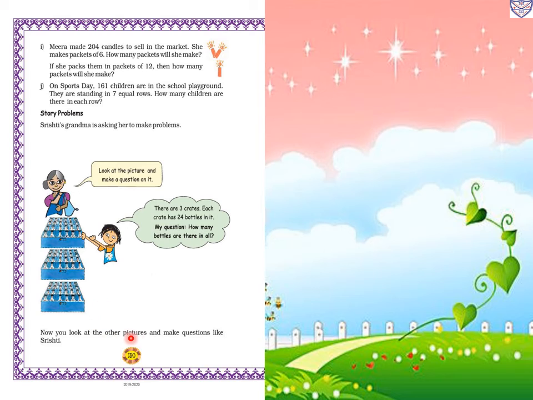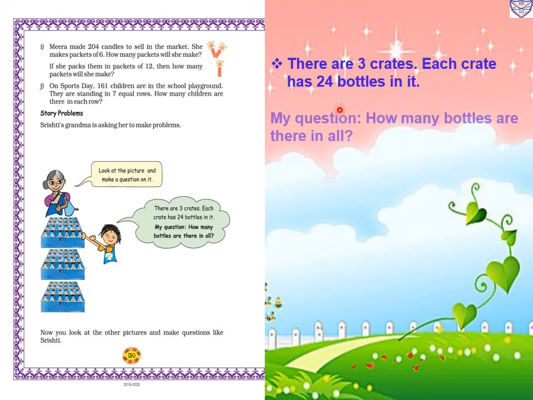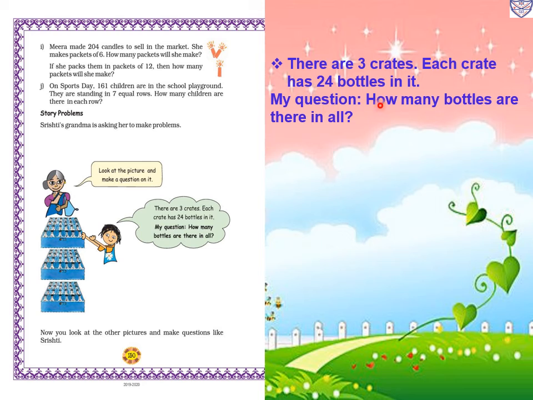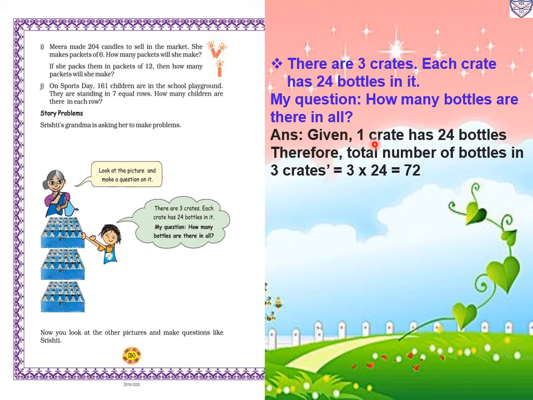Now you look at the other picture and make questions like Srishti. So there are 3 crates. Each crate has 24 bottles in it. So here Srishti's question is how many bottles are there in all? Given one crate equals 24 bottles. Therefore total number of bottles in 3 crates equals 3 multiplied by 24. So that is 72. So there are 72 bottles in 3 crates.